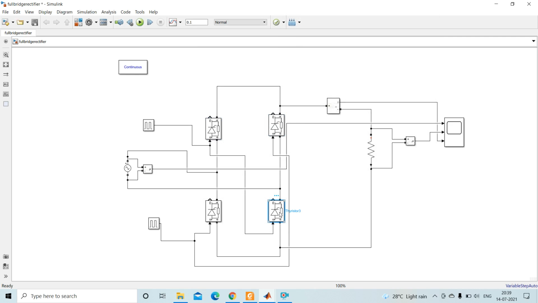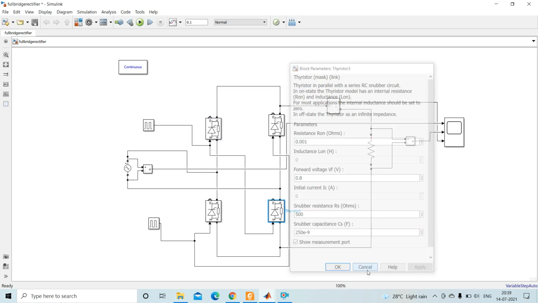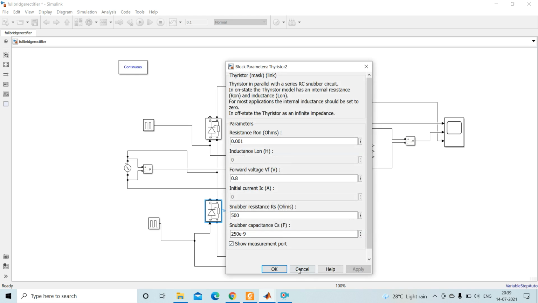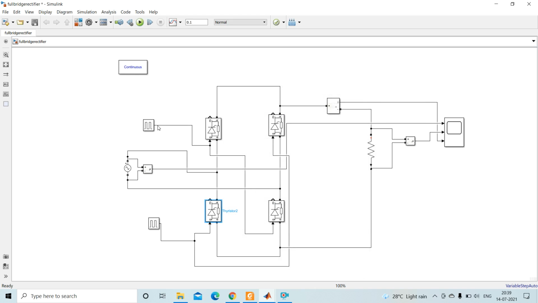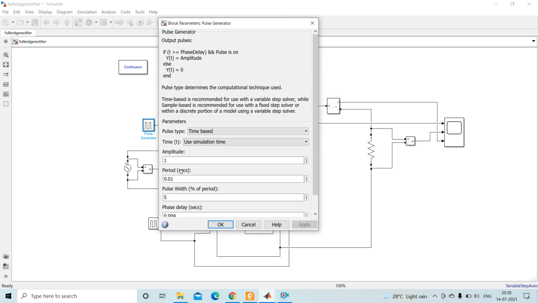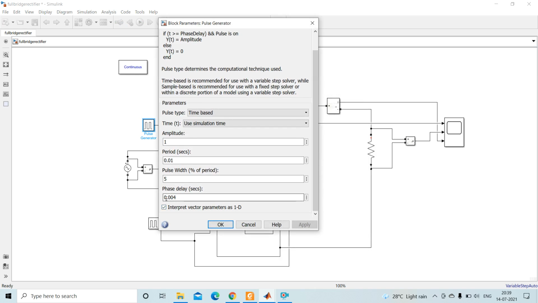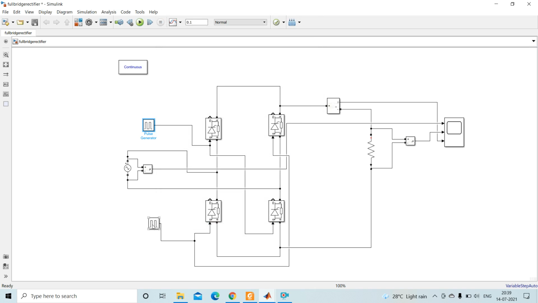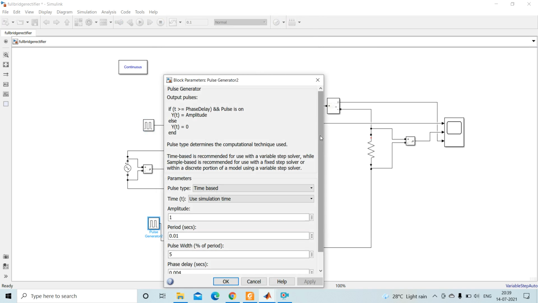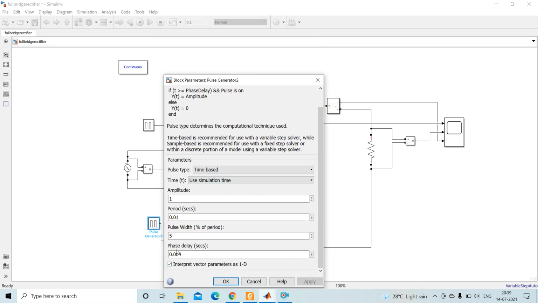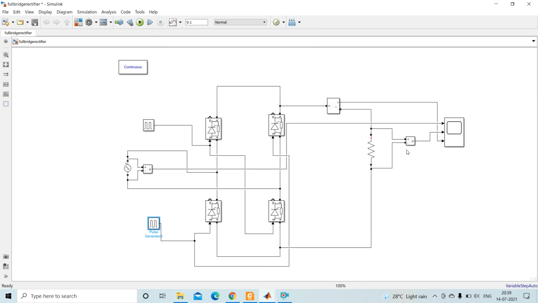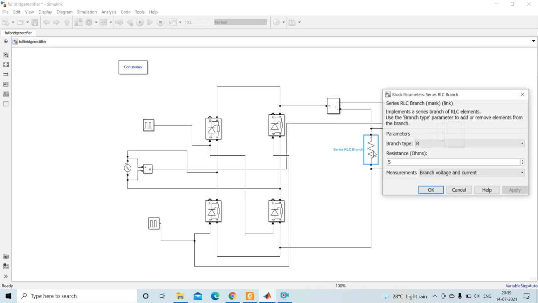Okay, just have a look. Now just check the pulse generator parameters. The amplitude is 1, time period 0.01 second, pulse width 5, then phase delay 0.004. And for this one also the same. See, everything is the same, phase delay is 0.004. Then for the resistance, see, its value is 5 ohm, and here we choose R only, for the resistive load.